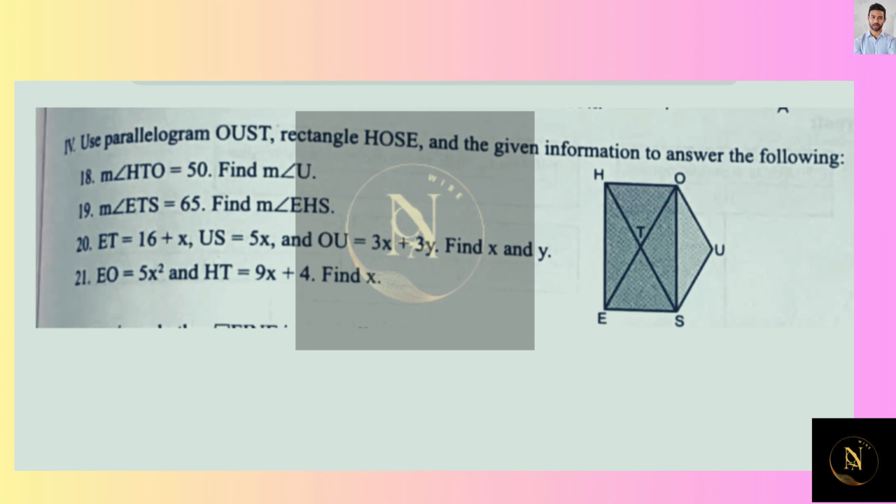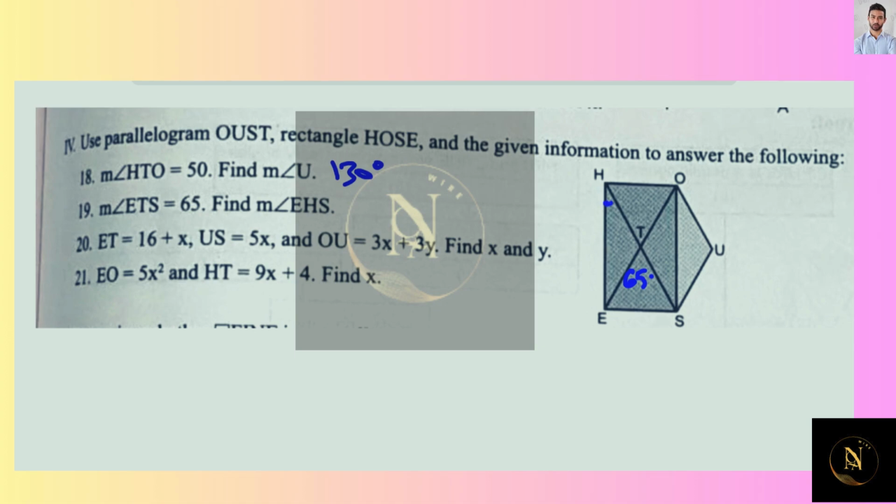If angle HTO is 50, we want to find the measure of angle U. Well, if this is 50, then inside of the parallelogram, which is on a line with that 50, would have to be 130 degrees, and then angle U is opposite that, so opposite angles are congruent in the parallelogram, 130 degrees. If angle ETS is 65 degrees, find EHS.